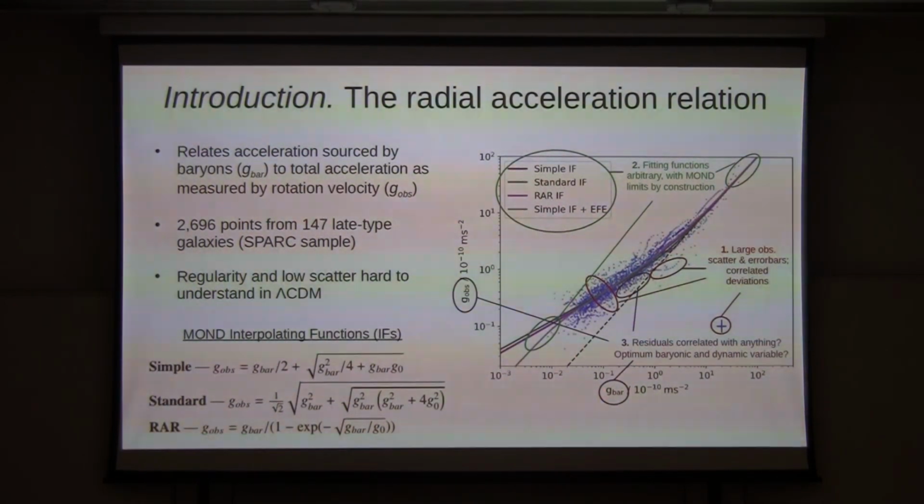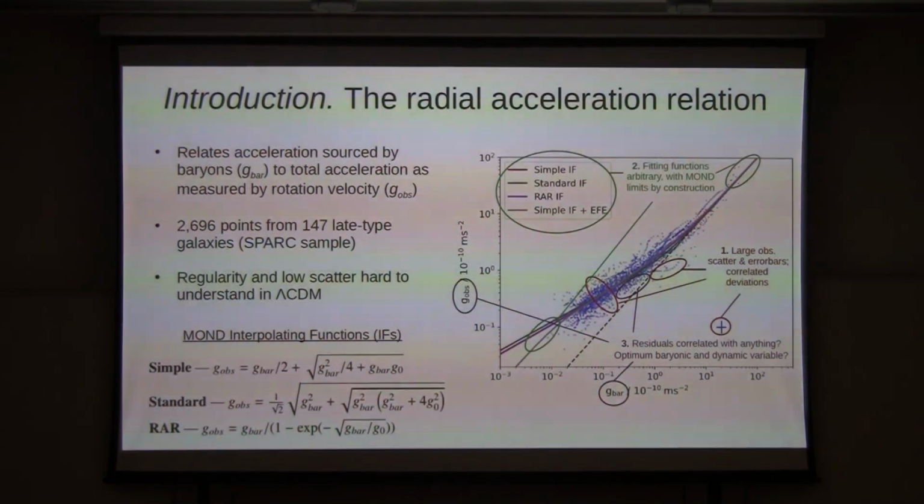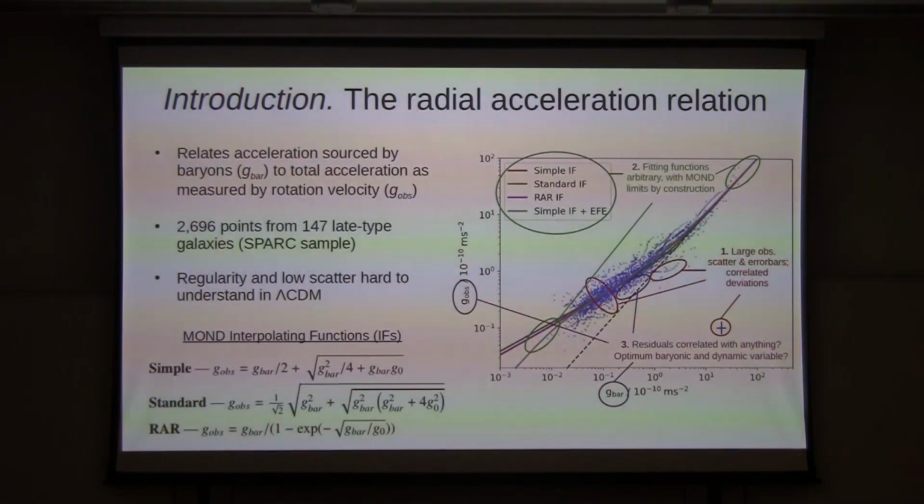Is gbar the best variable for predicting gobs? And is gobs the best dynamical quantity, the dynamical quantity that's most strongly correlated with baryons? That's what my third analysis addresses.